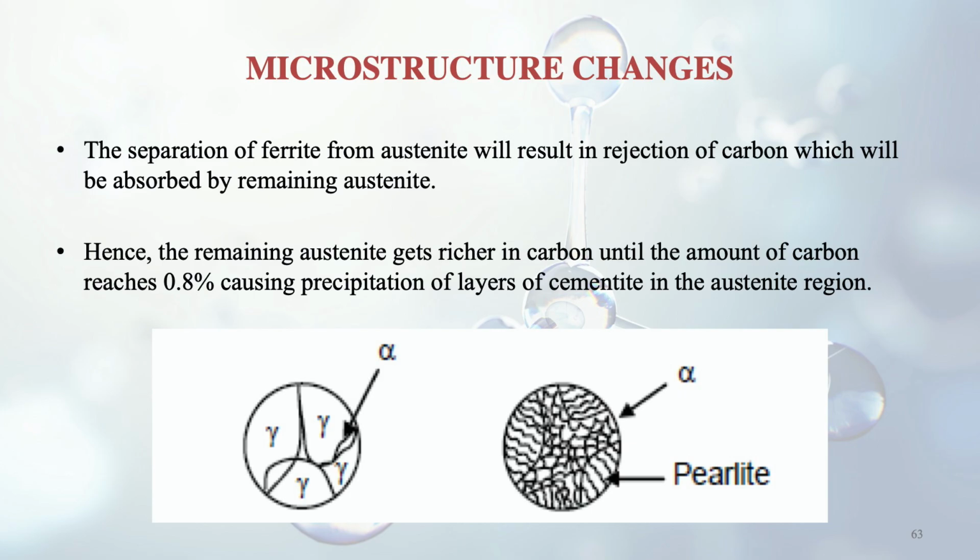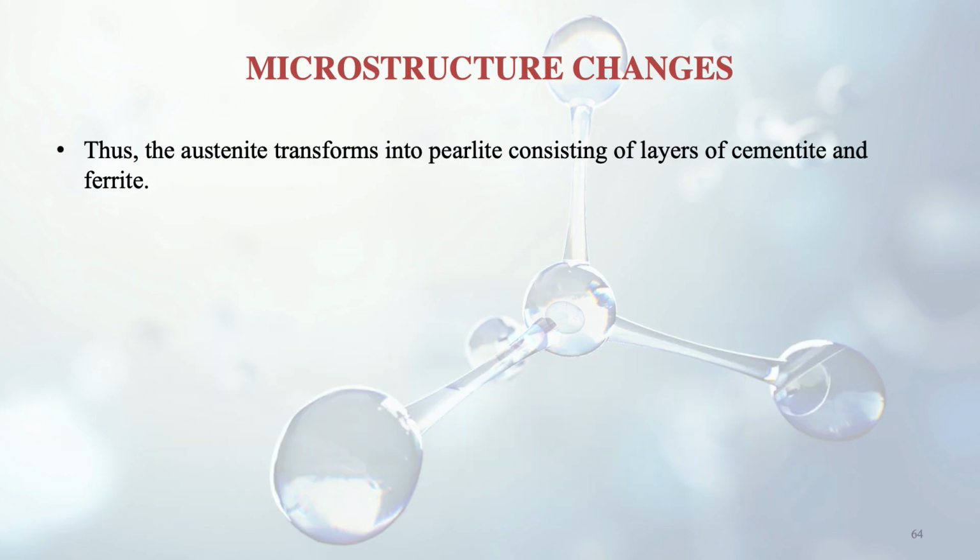In the third figure you are seeing here, alpha and gamma are there. Alpha is coming in, and in the last figure, the amount of cementite is very large now. So the austenite is reduced. Thus the austenite transforms into pearlite, consisting of layers of cementite and ferrite. At 0.8% carbon, this is the situation. It mostly consists of pearlite, and pearlite is nothing but a mixture of cementite and ferrite, with layers of cementite and ferrite, lamina.